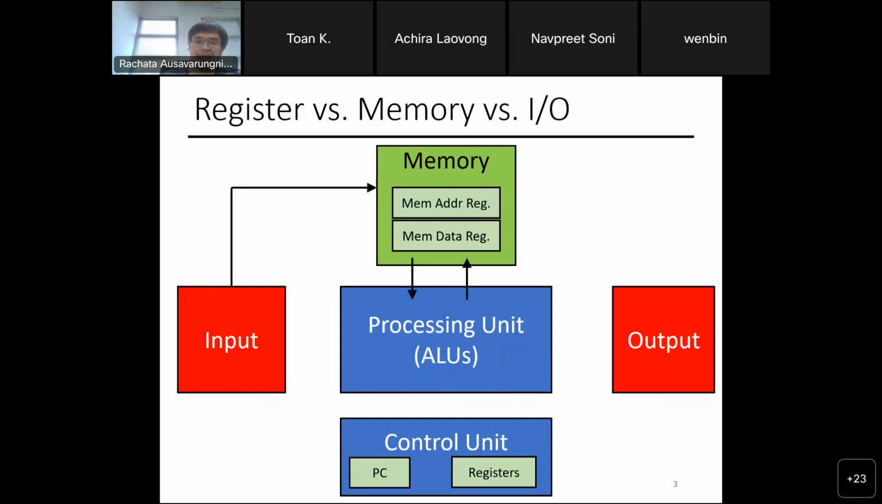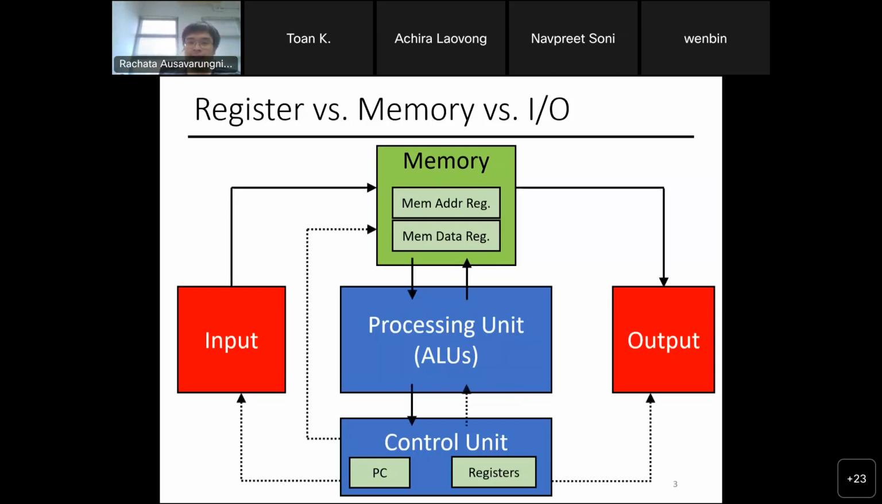Then you have the I/O, the input and output that I drew as the red boxes. These are extremely slow, and they interface through the memory. And then you have the memory, which is the green box. And the dashed arrow here is the control.